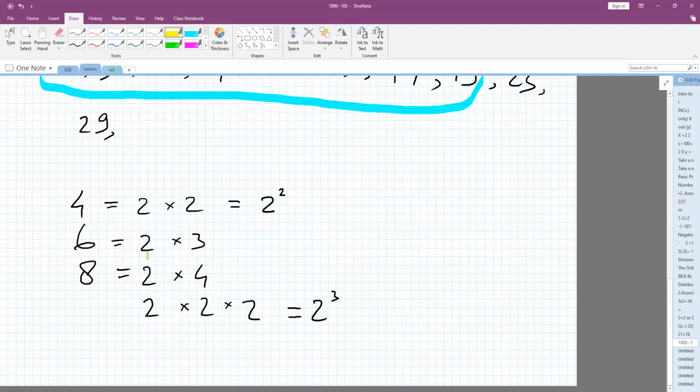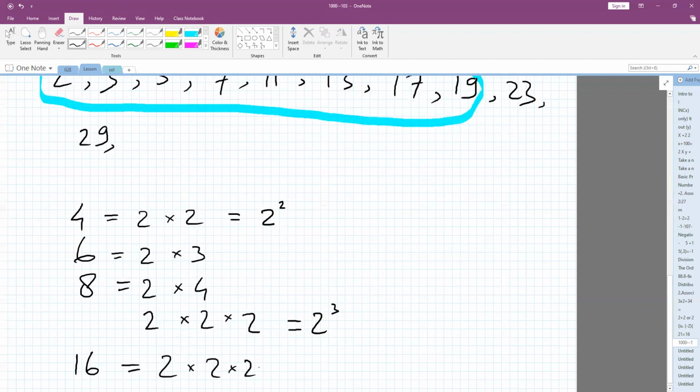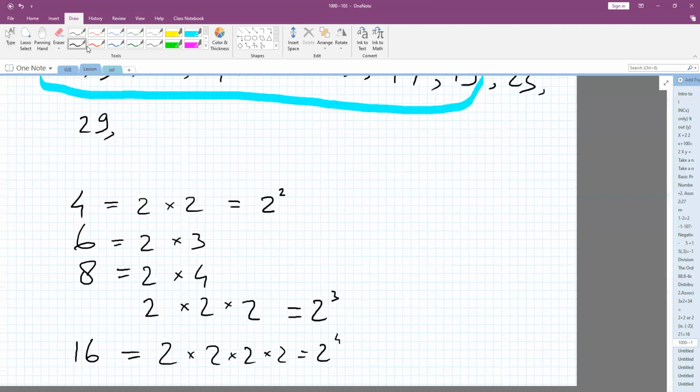It doesn't have to be to the power of a prime number, because if you look at, for example, 16, you see 16 is equal to 2 times 2 times 2 times 2, right? And this is 2 to the power of 4, and 4 here is not a prime number. Now, what we are doing here is called prime factorization.